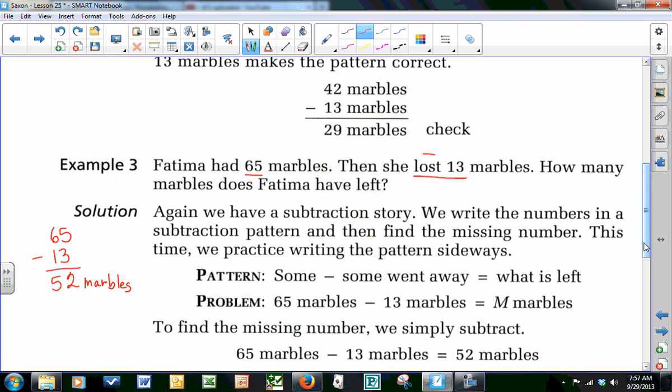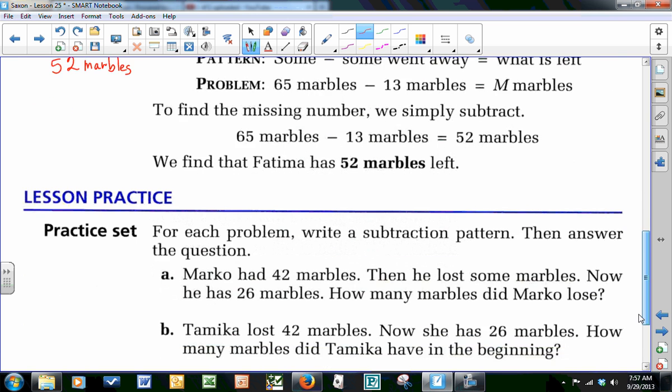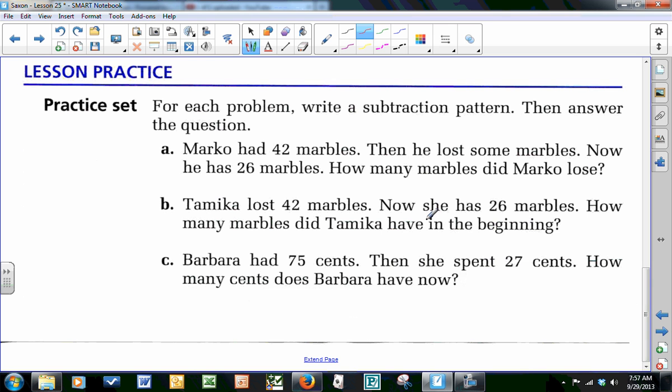Okay. Now let's scroll down to the bottom of page 108, and here we have our practice problems. For each problem, write a subtraction pattern, then answer the question. So here we have Marco. There are 3 practice problems. Let's start with letter A. Marco had 42 marbles. Okay, there's a period. Pause and think. We're going to write 42.